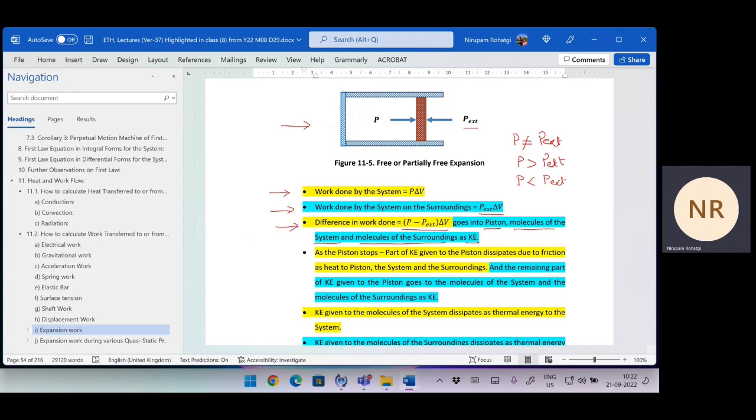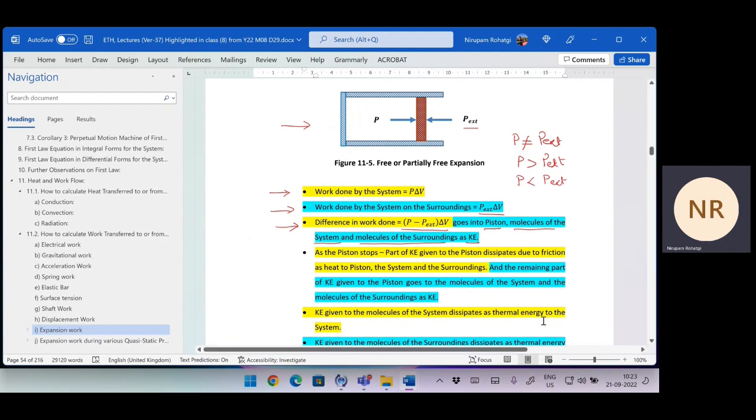So part of the energy will go to the piston, part of the energy will go to the molecules which are resisting it outside, and part of the energy will go to the inner molecules also, because when the piston drags like that, just like suppose a piston moves like this, behind it the molecules will get accelerated because of the vacuum it will create. Okay, so this difference in energy is going to the molecules of the air system, of the surrounding, as well as to the piston.